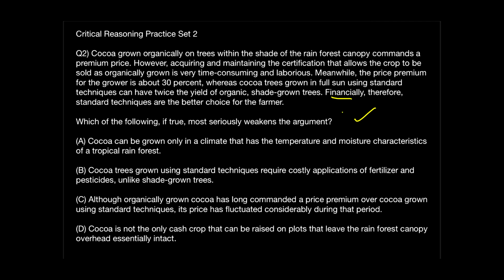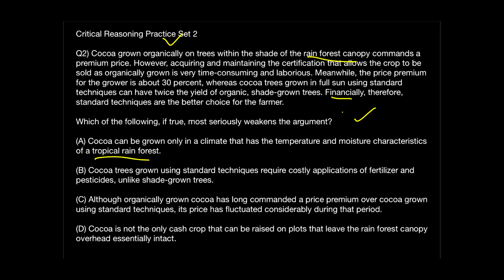Cocoa can be grown only in a climate that has the temperature and moisture characteristics of a tropical rainforest. Does it weaken the point? No. See, it's very close. A is coming very close to the point that yes, organically grown ones are better, and standard techniques are not better. Tropical rainforest can refer to the forest canopy under which it's grown organically. So if you link it like that, it's coming very close.